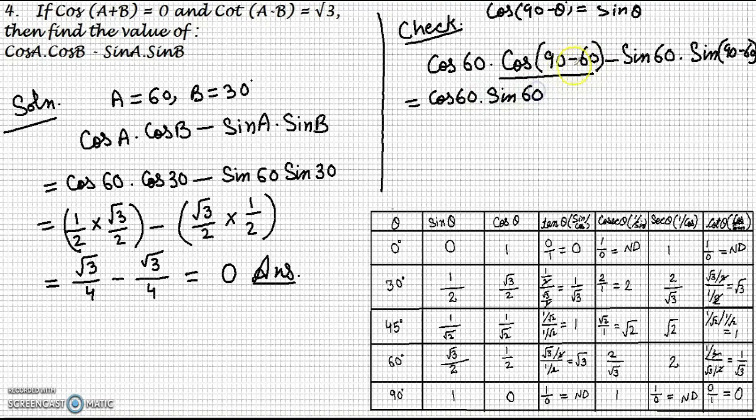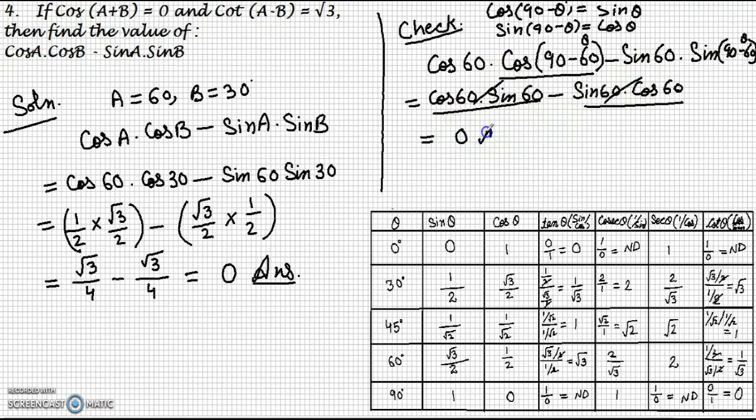So we have cos 60 into sin 60 minus sin 60 into sin 90 minus theta, which is equals to cos theta. So here value of theta is 60 degree. So sin 90 minus 60 degree equals to cos 60 degrees. So now we have to subtract sin 60 into cos 60 from sin 60 into cos 60. So the answer will be 0, and that is what we have got. So checking also says that the answer is correct.